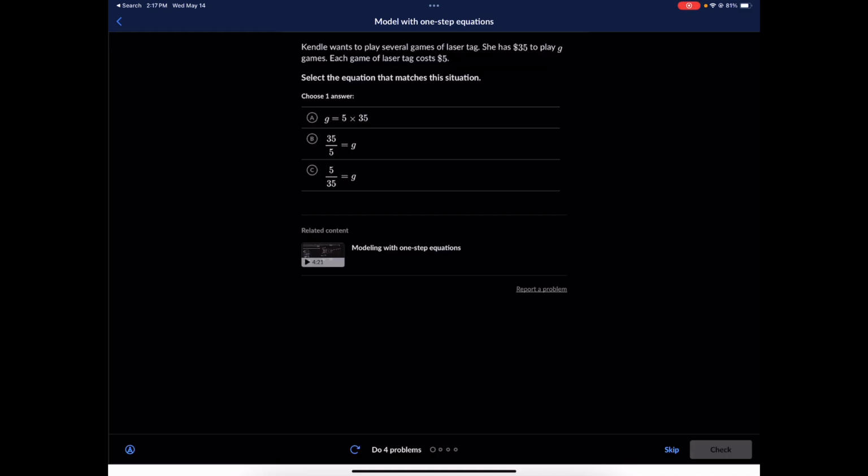Kendall wants to play several games of laser tag. She has $35 to play G games. Each game of laser tag costs $5. Select the equation that matches the situation.